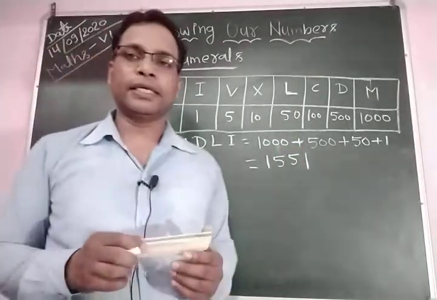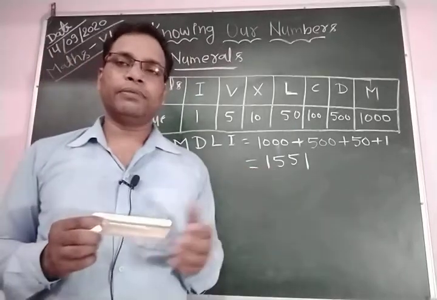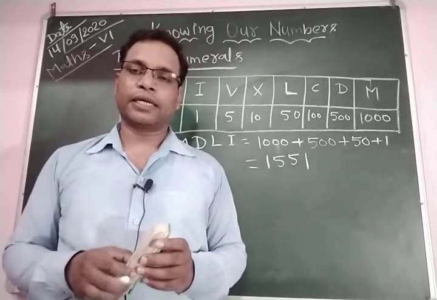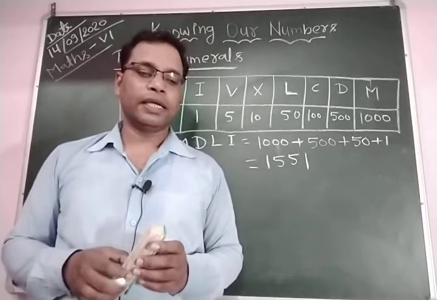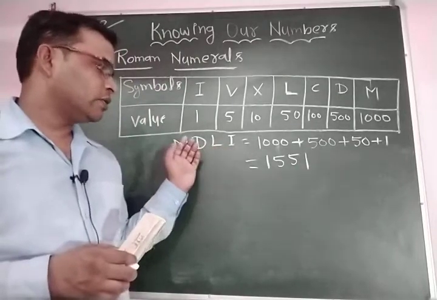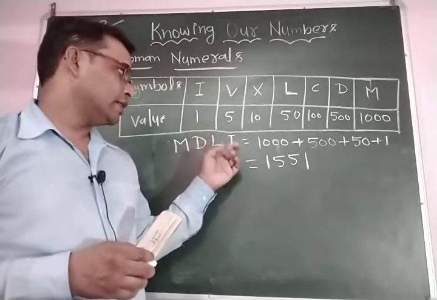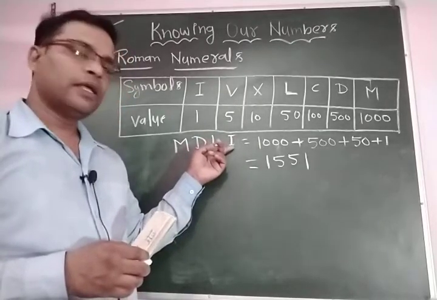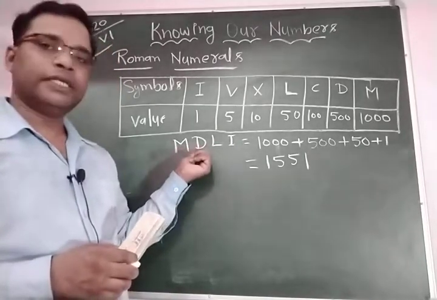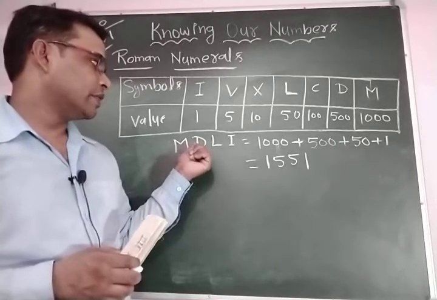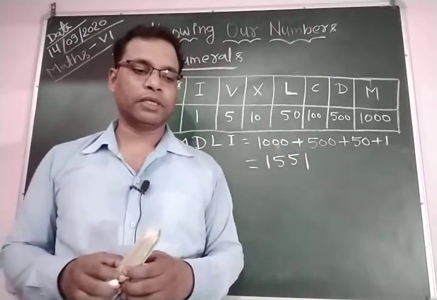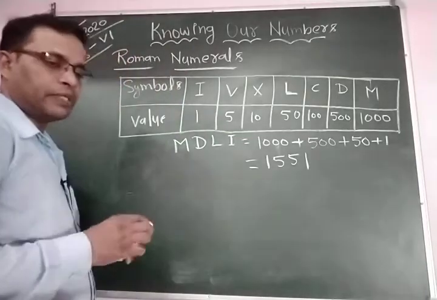1551. Okay, in this rule, if a symbol of smaller value is written to the right of a symbol of greater value, then its value gets added to the value of the greater symbol. It means that if a smaller value is written to the right of a greater value, then the value of the smaller symbol is added to the value of the greater symbol. So the greater symbol is M, and D is smaller and also to the right, so we add them: 1000 plus 500 plus 50 plus 1, this is equal to 1551. Okay, now we take another example.